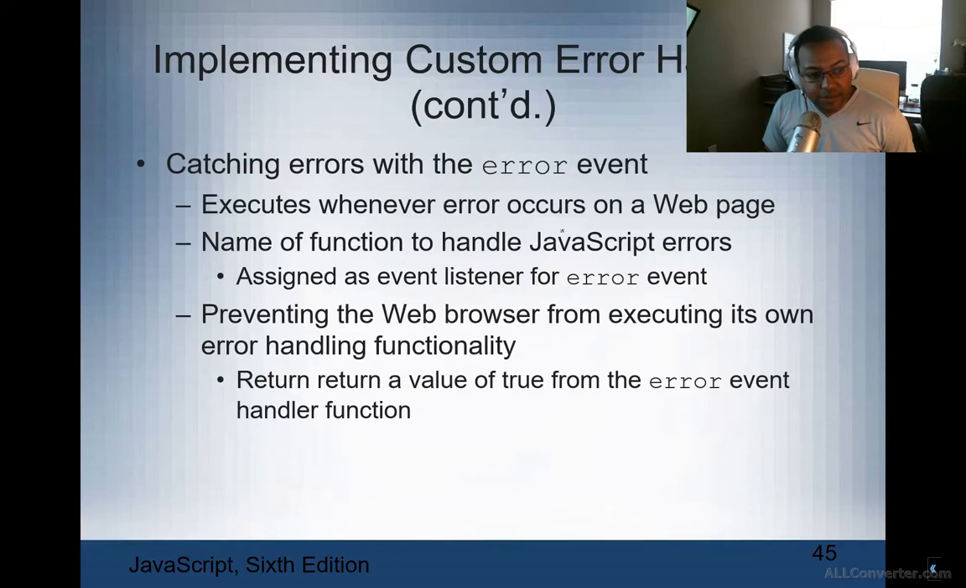Catching errors with the error event executes whenever an error occurs on a web page. The name of a function to handle JavaScript errors is assigned to the event listener for error events. And we went over this already. You saw that in the console. Preventing the web browser from executing its own error handling functionality is done by returning a value of true from the error event.